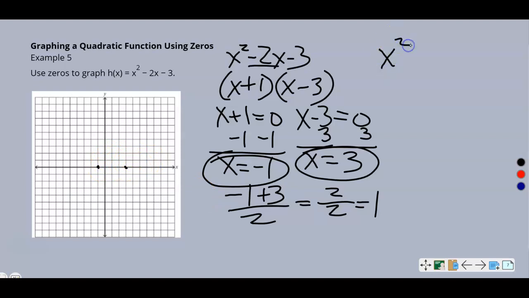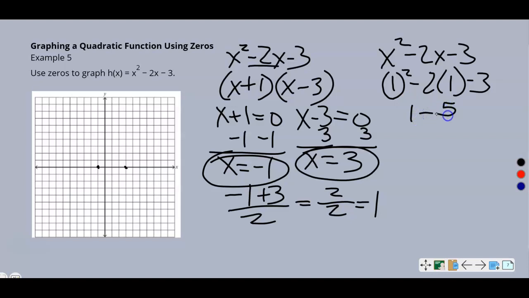So x squared minus 2x minus 3, I just plug in the 1. So 1 squared minus 2 times 1 minus 3. So 1 minus 2 and minus 3 is minus 5, so negative 4. So I'm going to have 1, negative 4 would be my vertex. So 1, 2, 3, 4. And then I can sketch the graph using those points.